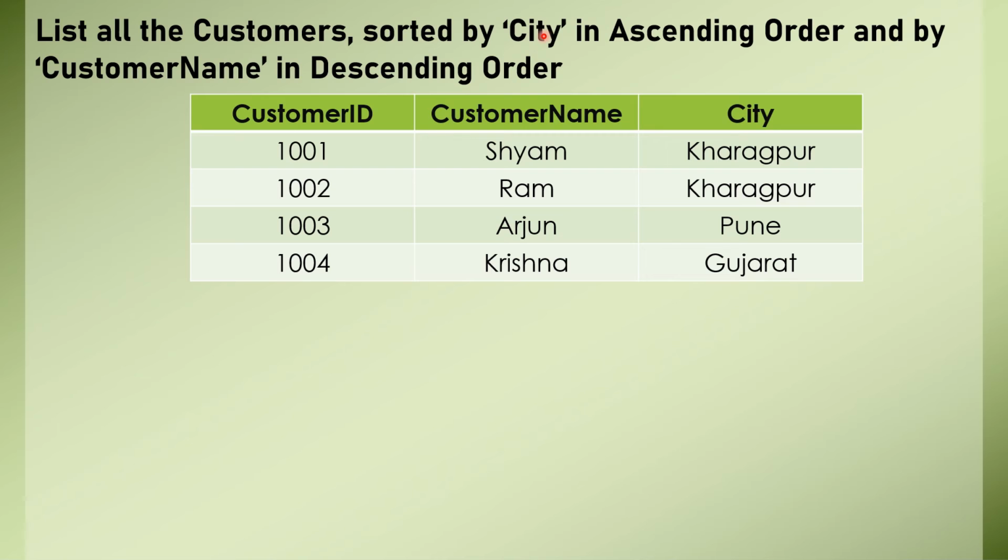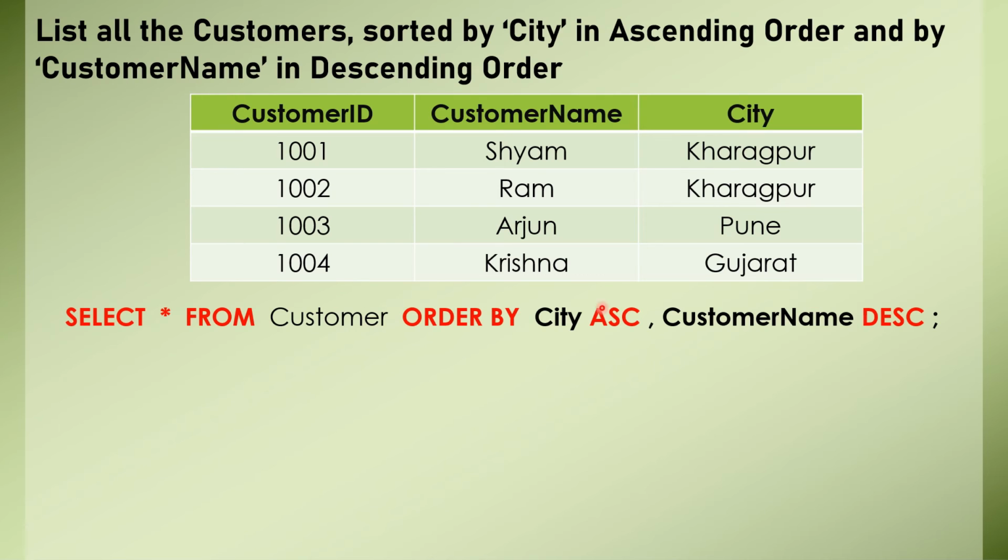So there are again two columns, but now what they are saying is, according to the value in the city column, you need to sort them in ascending order, and based on the value in the customer name column, you need to sort them in descending order. So what will be the query? So our query is simple.